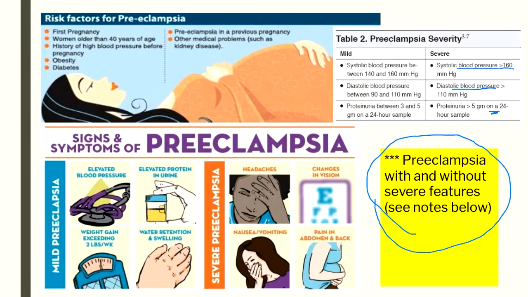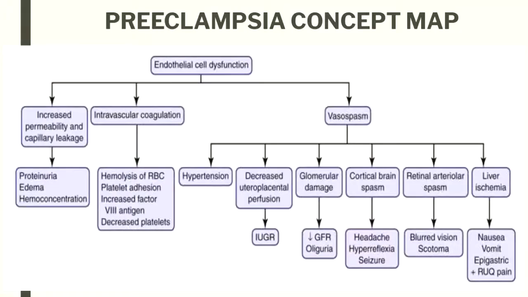So this concept map is out of your book, and it's really good to go over, and I want you to do that. So this endothelial cell dysfunction, the lining of my blood vessels, is going to be damaged. What that's leading to is increased permeability and capillary leakage. It's breaking down. And when there's leakage and permeability, protein is going to leak out because those blood vessels are going to be damaged.